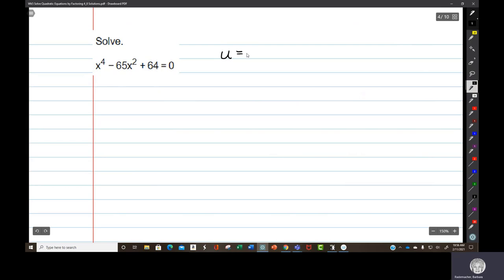So I'm going to use the u substitution method we've talked about before. u equals x squared, right there. And u squared equals x squared squared, which when you have a base raised to a power and raised to a power again, you multiply the powers. This is x to the 2 times 2, and 2 times 2 is 4. x to the fourth power. So that tells me I can write x to the fourth as u squared, and I'll have 65u because x squared equals u, plus 64 equals 0.